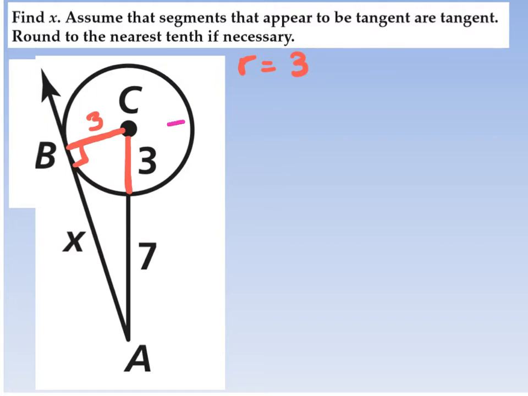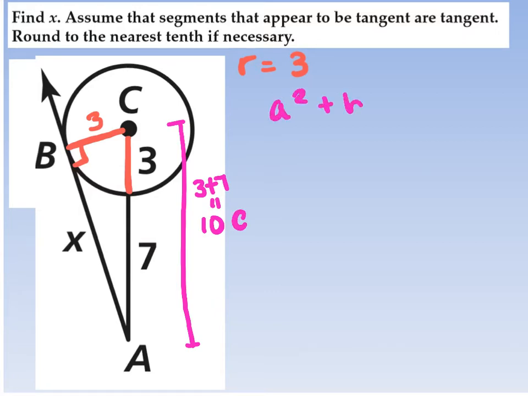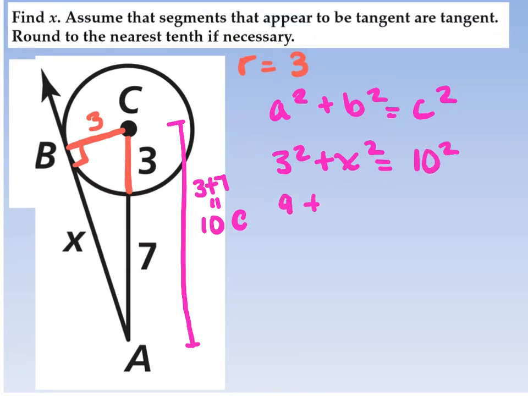Now, if I want to use Pythagorean theorem, I have a side of 3, a side of x, and this whole side is going to be those two sides added together. So it'll be 3 plus 7, which gives us a value of 10. And this is our value of c. So using Pythagorean theorem, where it's a squared plus b squared equals c squared, you have 3 squared plus x squared equals 10 squared. 3 squared gives us 9, plus x squared equals, and 10 squared is 100.